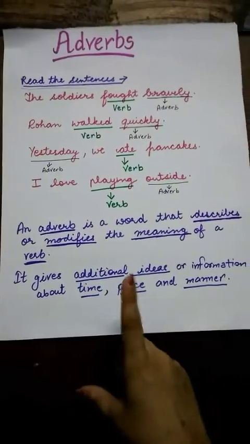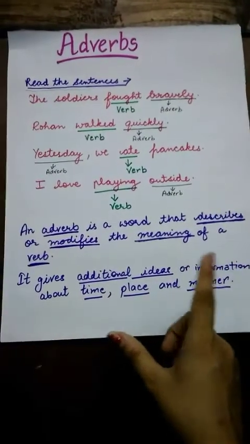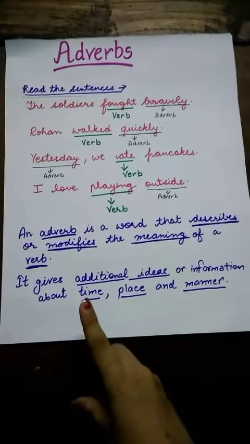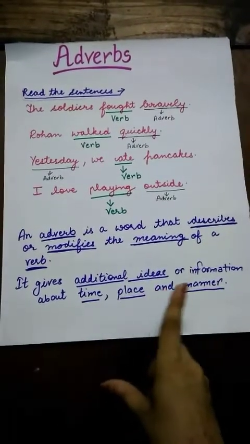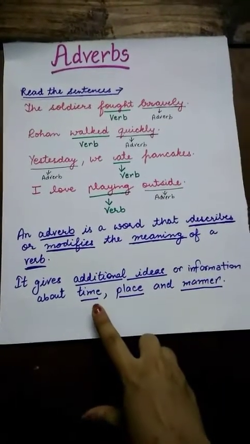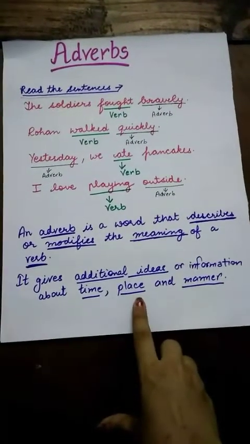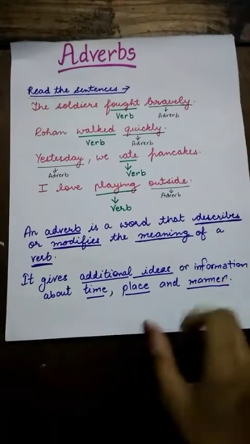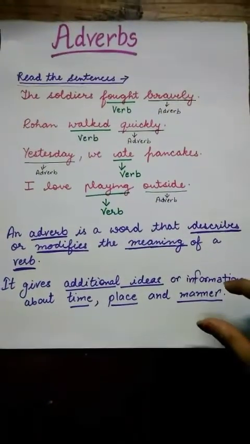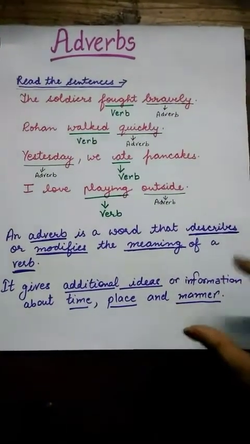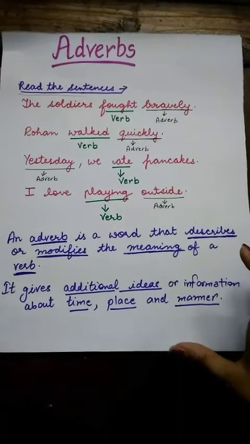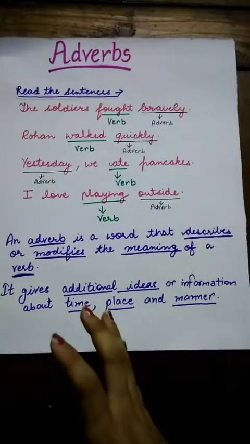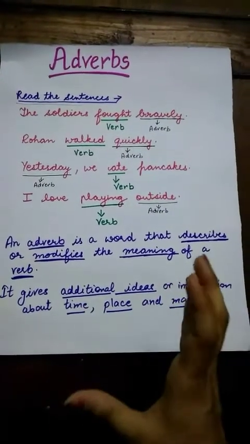An adverb is a word that describes or modifies the meaning of a verb. It also gives additional ideas or information about the time of action, place of action, and manner in which the action is done. What is the meaning of manner here? Manner means the way in which the action is performed by someone. For example, he walked quickly or he walked slowly.